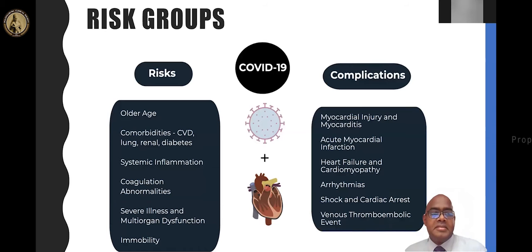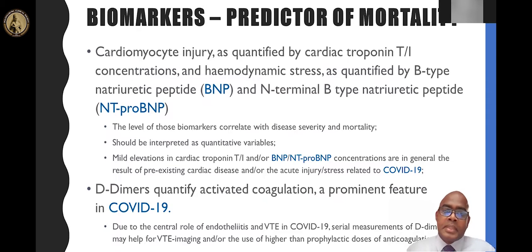So in summary, the risk groups are older age with cardiovascular comorbidities and other non-cardiovascular comorbidities. Those who have systemic inflammation like connective tissue disorders and rheumatological conditions, coagulation abnormalities, and immobility all play a role in the risk group identification. So how do we predict these cardiac involvements? The biomarkers come into the picture to predict mortality.